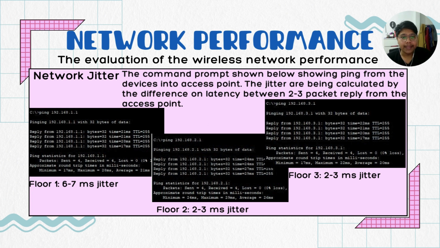So floor 2, we ping 192.168.2.1, and we get 2 or 3 millisecond jitter, which is very good for network performance. So for floor 3, we ping 192.168.3.1. So we get 2 or 3 millisecond jitter. So for our network design and our proposed network, they are performing very well in terms of latency and jitter.